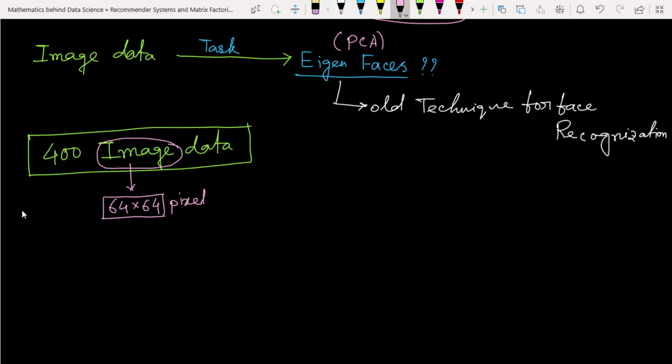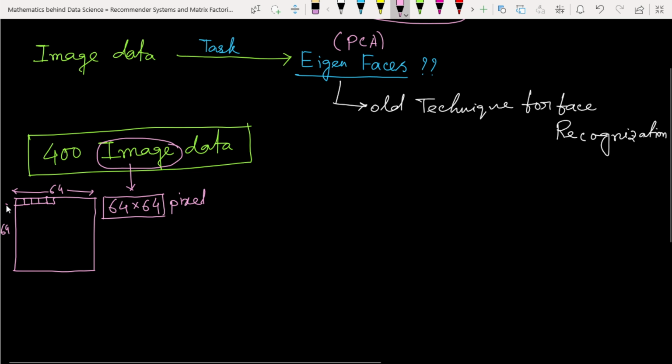Pixel means, if you zoom in on an image, you see some kind of squares, and each square holds the color of that block. Such an image has 64 columns and also 64 rows. And it's a human face actually. We have to find the eigenfaces of a human face. That's the job. It is 64 cross 64 data, which means it is a square image.